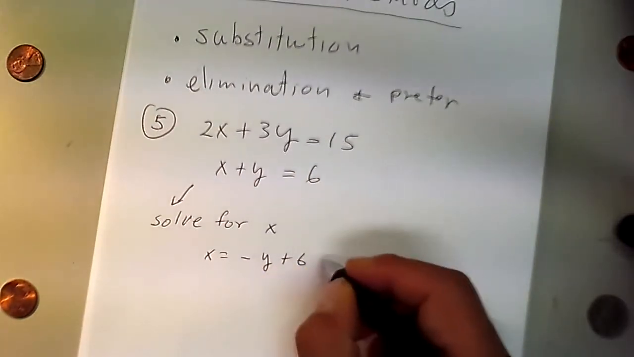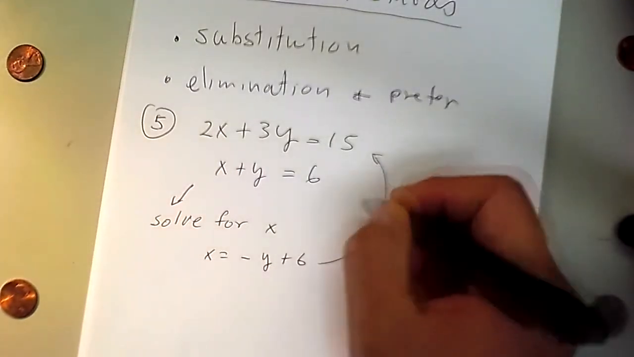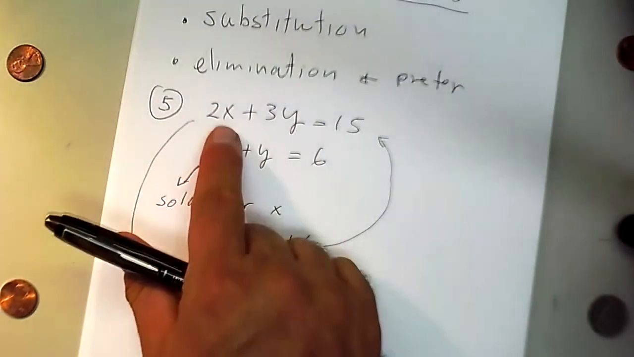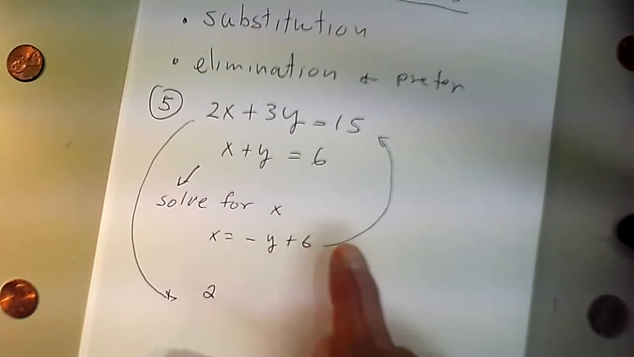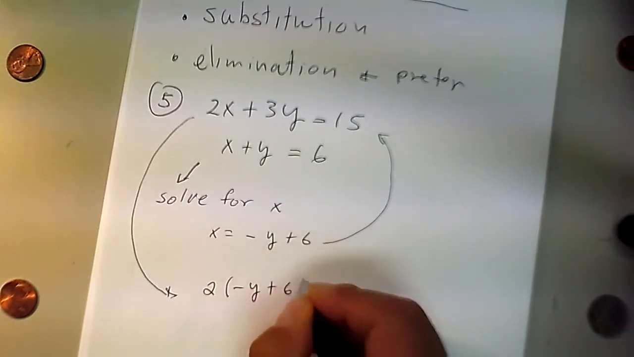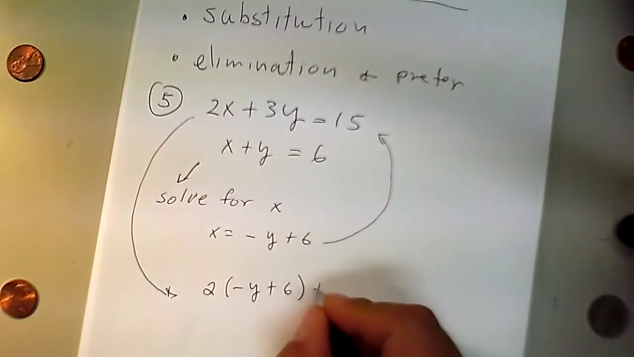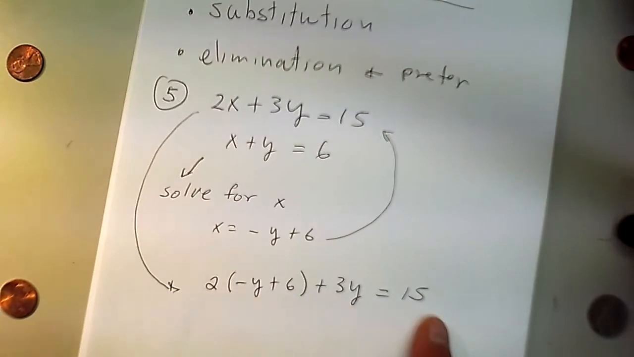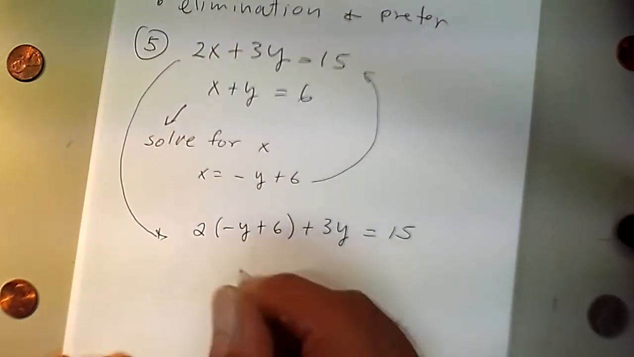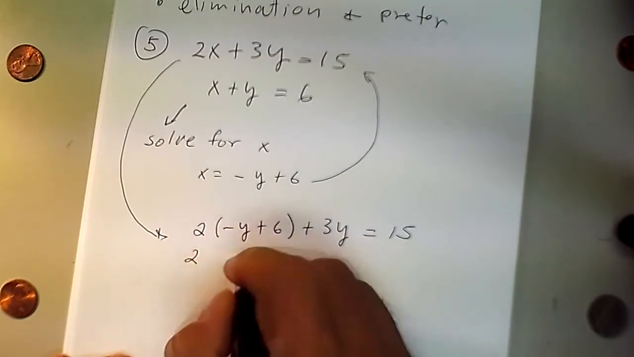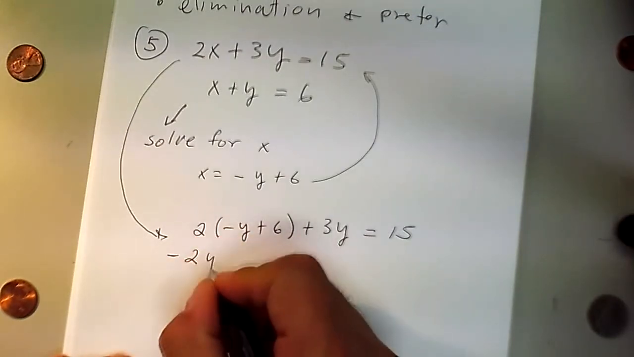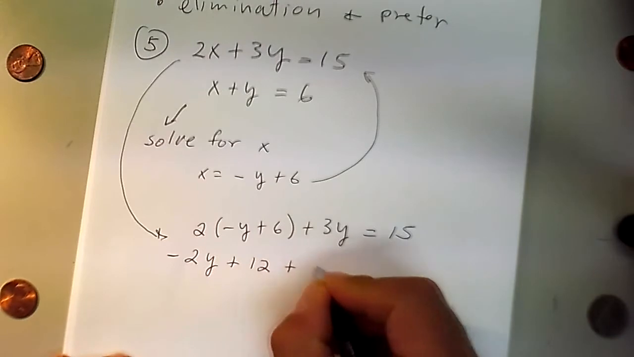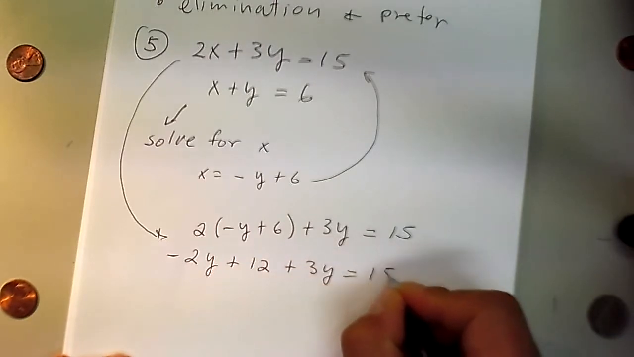And then we substitute this back into the other equation. That's going to give us 2 times, not x, but the quantity negative y plus 6, plus 3y equals 15. What we gain with that is that this equation has no x in it any longer. So we have 2 times negative y is negative 2y, and then we distribute the 2 with the 6, plus 12. Keep the 3y equals 15.